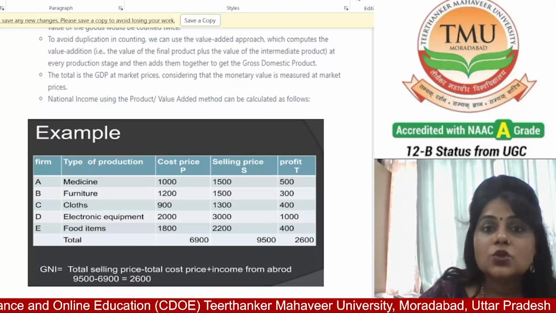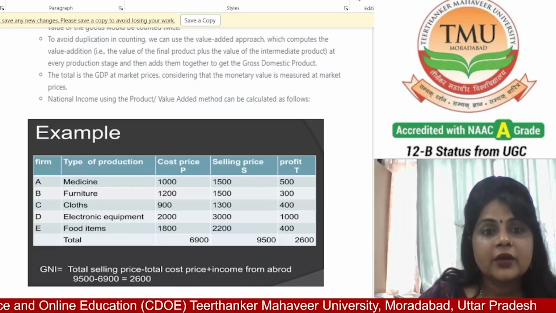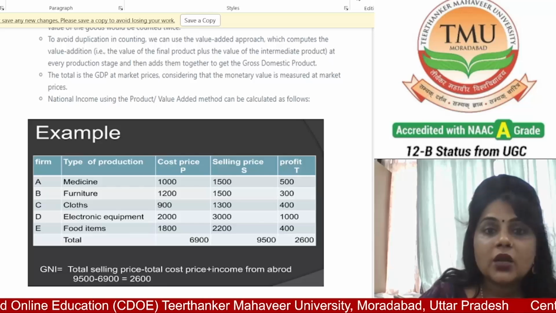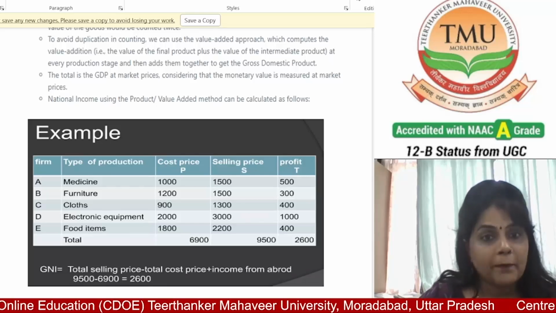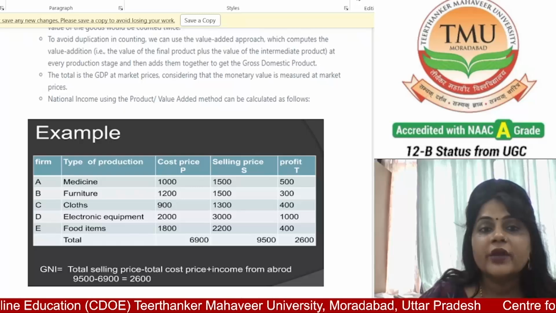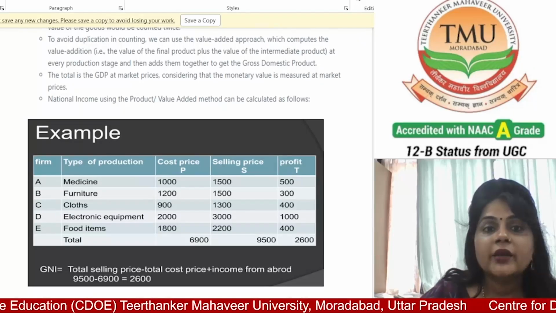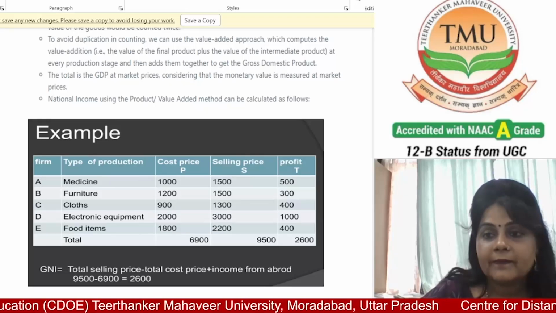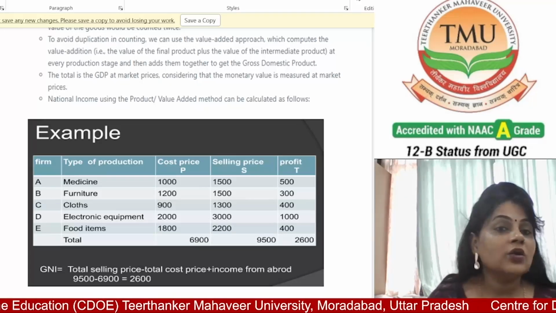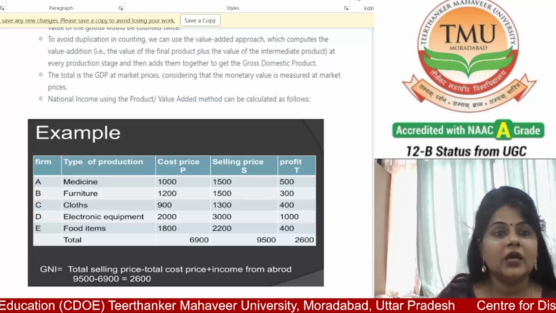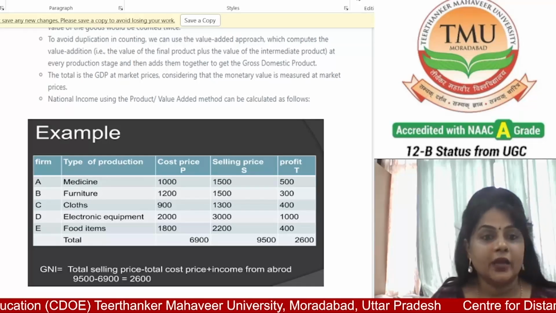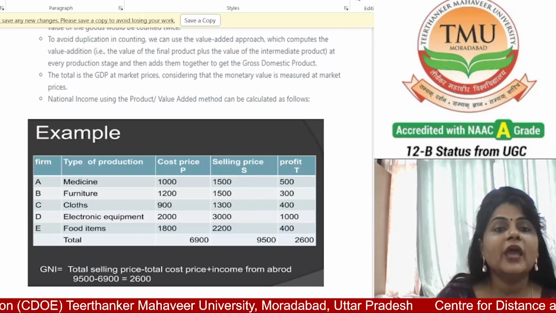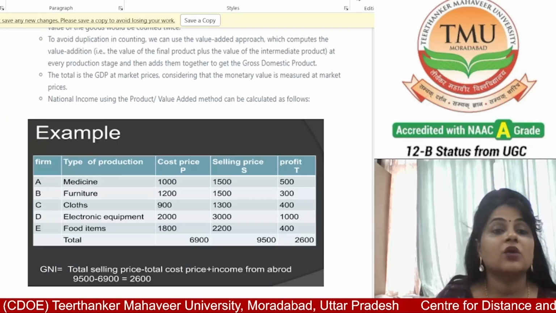So profit is 2600. GNI is equal to total selling price minus total cost price plus income from abroad. So 9500 minus 6900, 2600. So in this method, all goods and services produced during the year in various industries are added up. This is also known as value added GDP or GDP at factor cost by sector of origin.